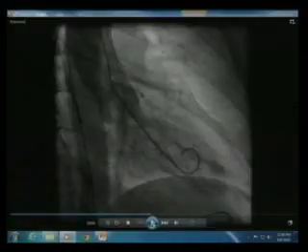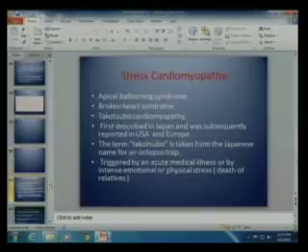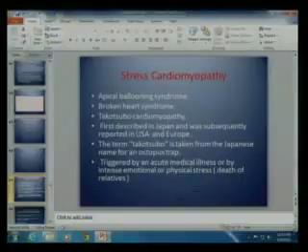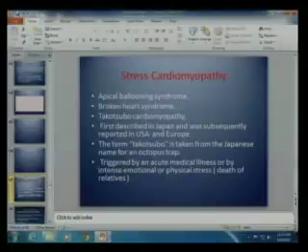The characteristic is what we call apical ballooning. The apex balloons, but the base contracts very well. Maybe this may interest those of you in basic science, because most people think this is catecholamine induced. There are different names for this: apical ballooning syndrome, broken heart syndrome, Takotsubo cardiomyopathy.